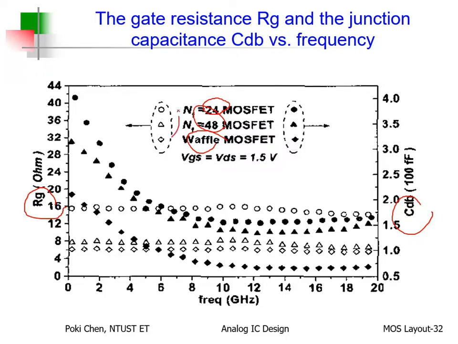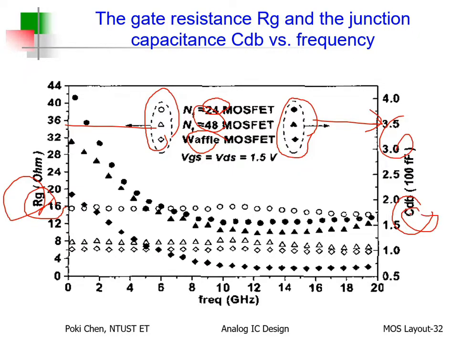Okay? We have hollow ones to the left for R, solid ones to the right for C. Okay? And which makes the minimum figure? Because for R and C, we hope they are as small as possible, right? Okay, diamonds. And who are diamonds? Waffle layout. Got it? And then triangle, right? And then circle.